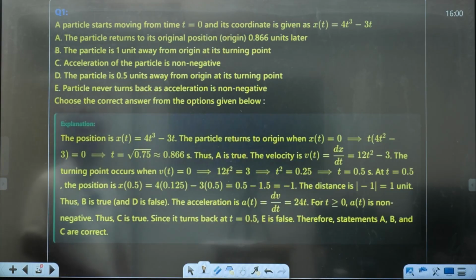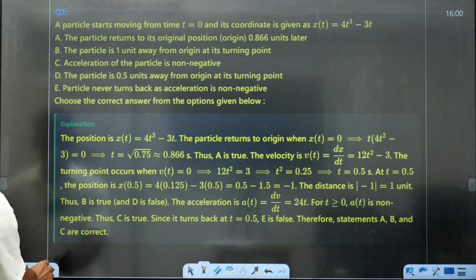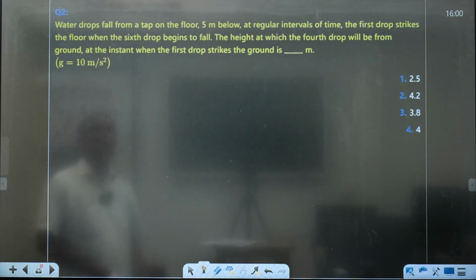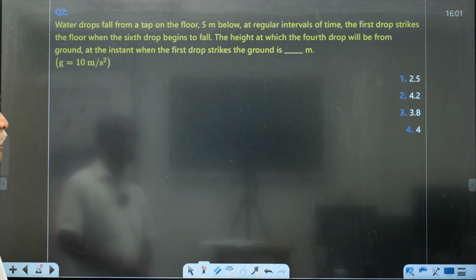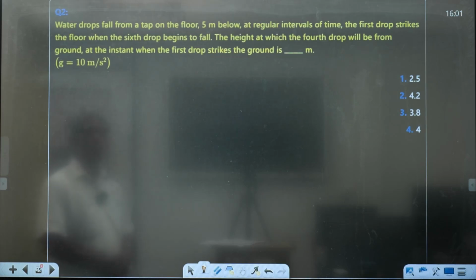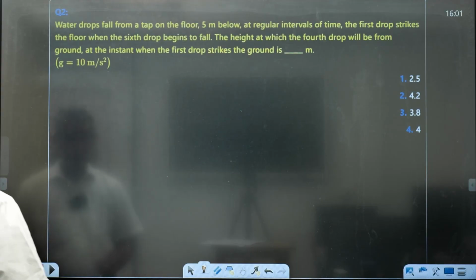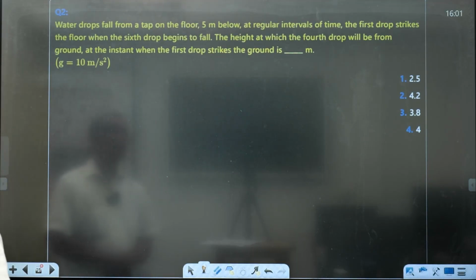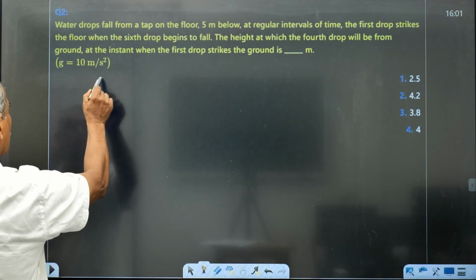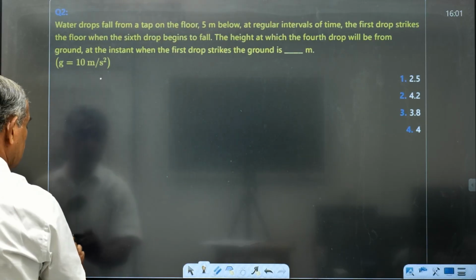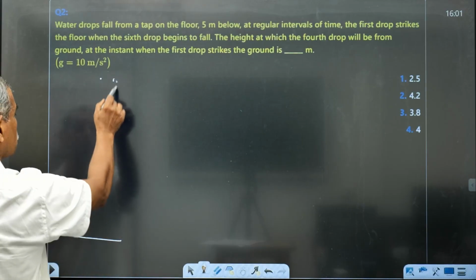Go to our next question. Water drops fall from a tap on a floor 5 meters below at regular intervals of time. The first drop strikes the floor when the sixth drop begins to fall. The height at which the fourth drop will be from the ground at the instant when the first drop strikes the ground is? Now, this is the position of the drops, and this is the ground.